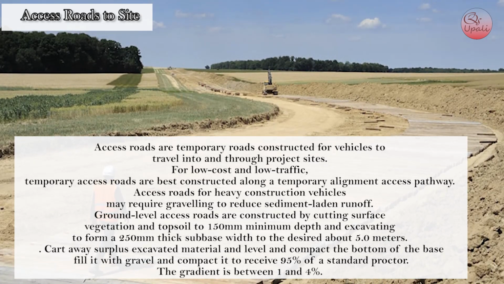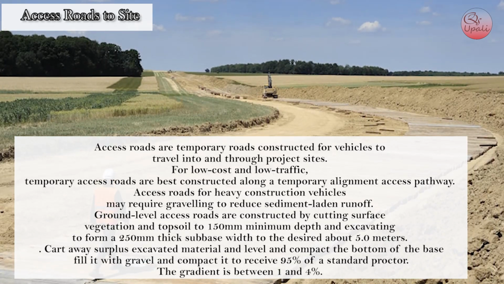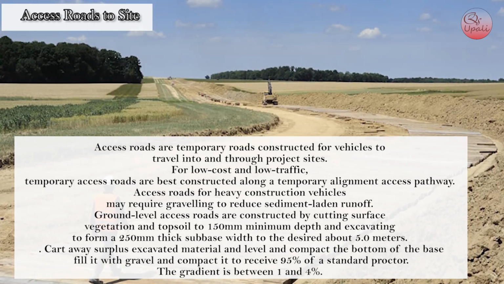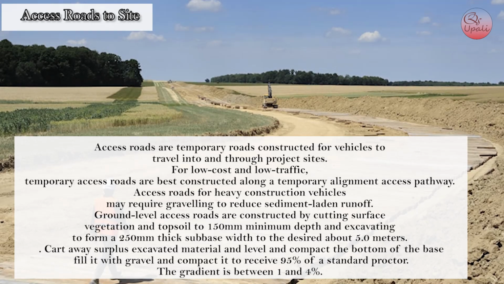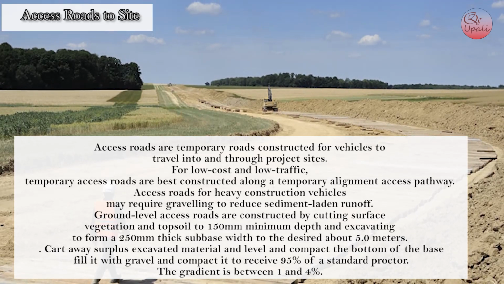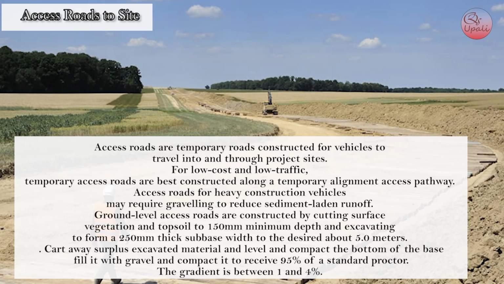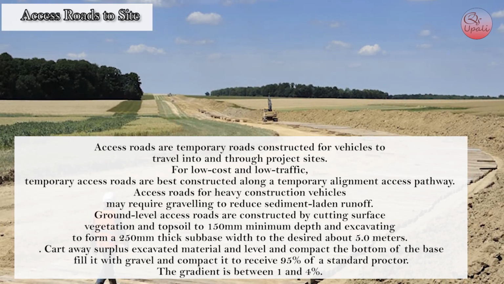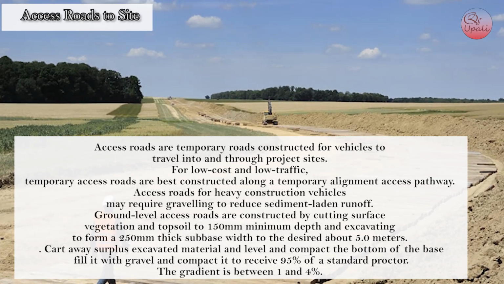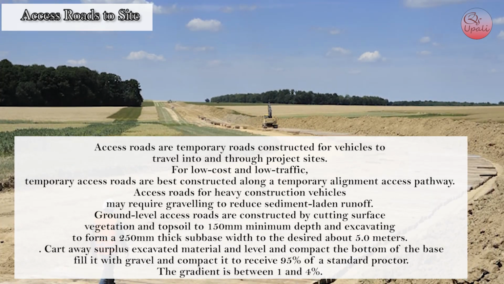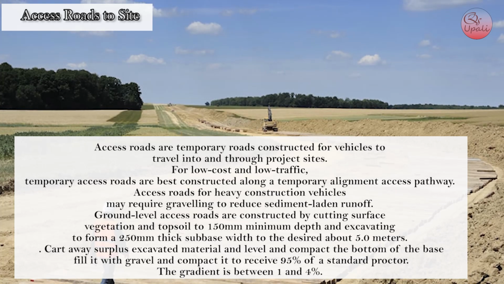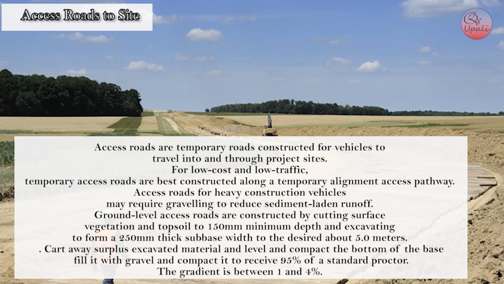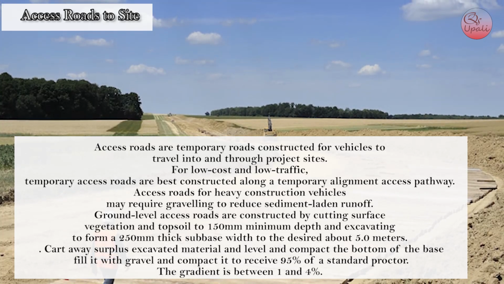Ground-level access roads are constructed by cutting surface vegetation and topsoil to 150 mm minimum depth and excavating to form a 250 mm thick subbase, width to the desired about 5 meters. Cart away surplus excavated material, level and compact the bottom of the base, fill with gravel and compact it to receive 95% of the standard factor. The gradient is between 1 and 4%.